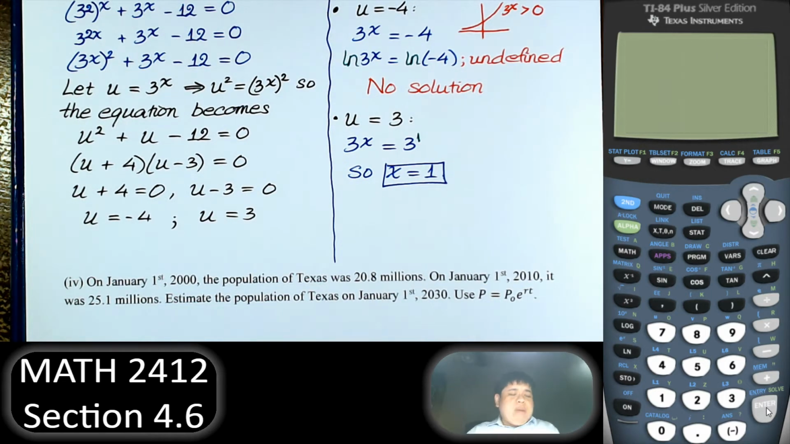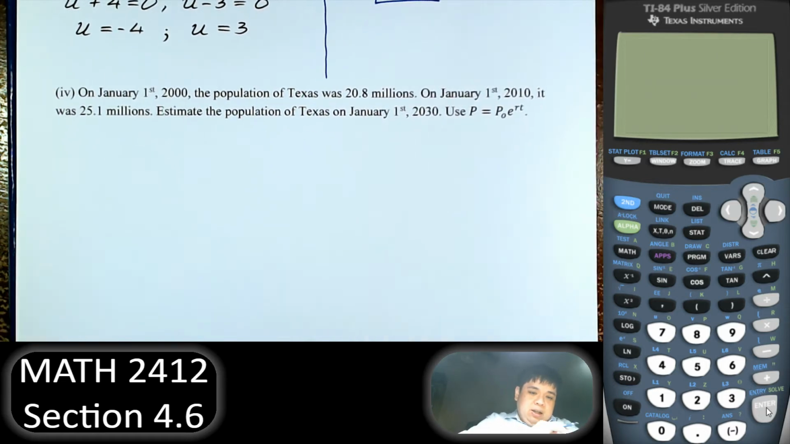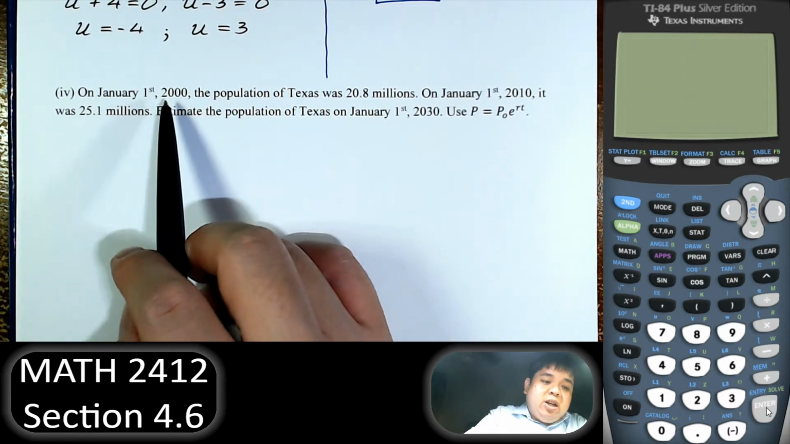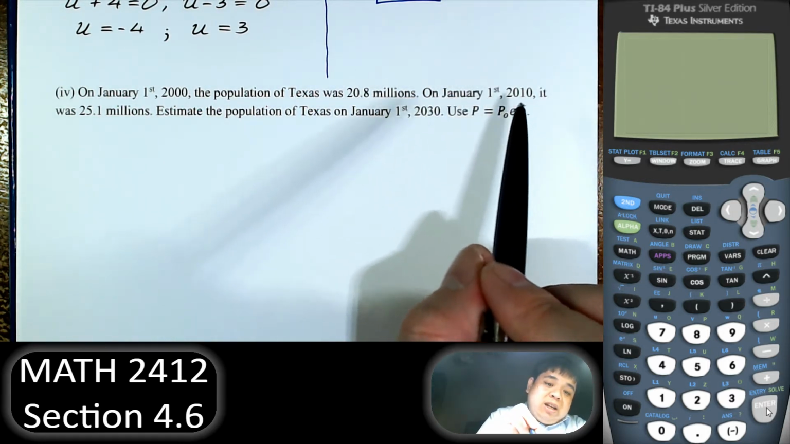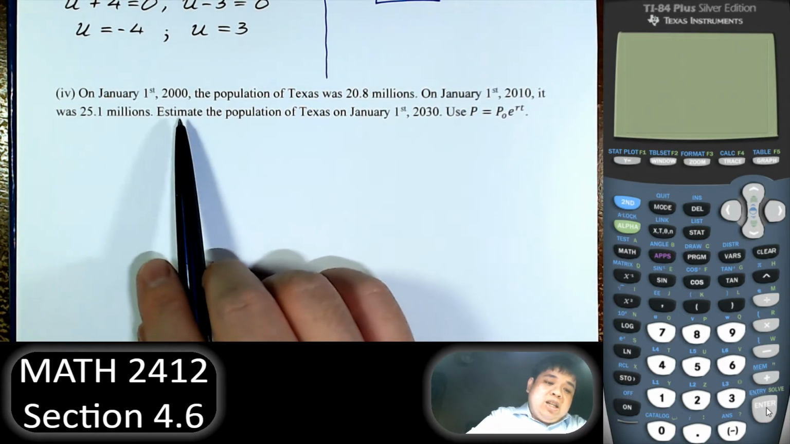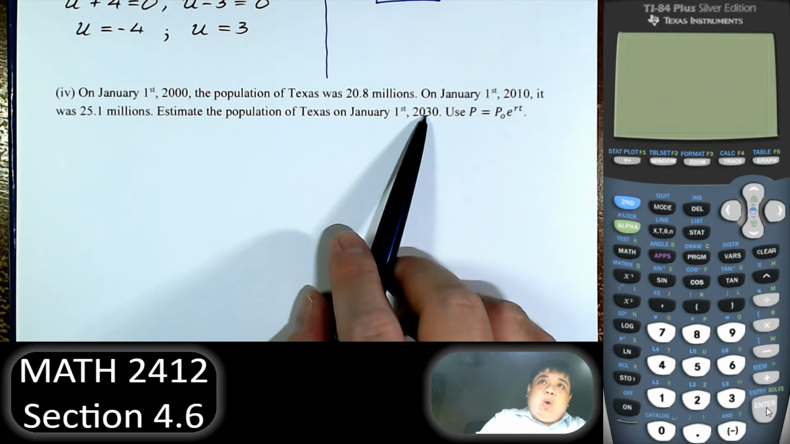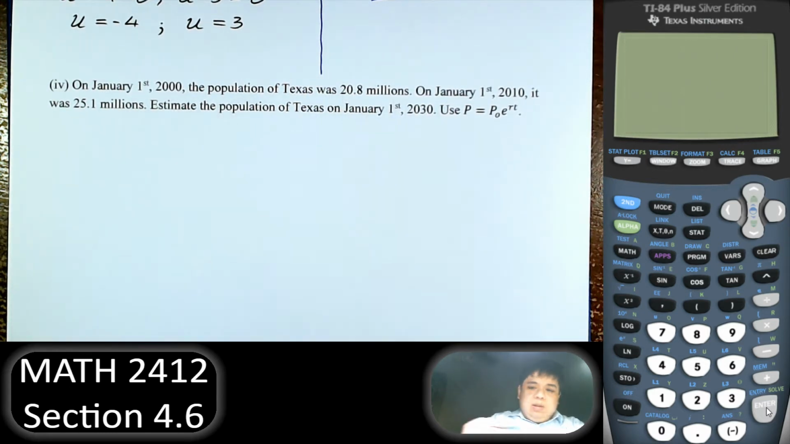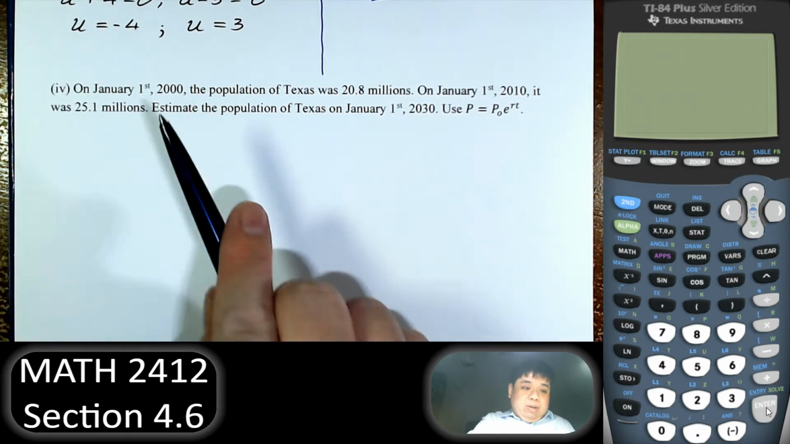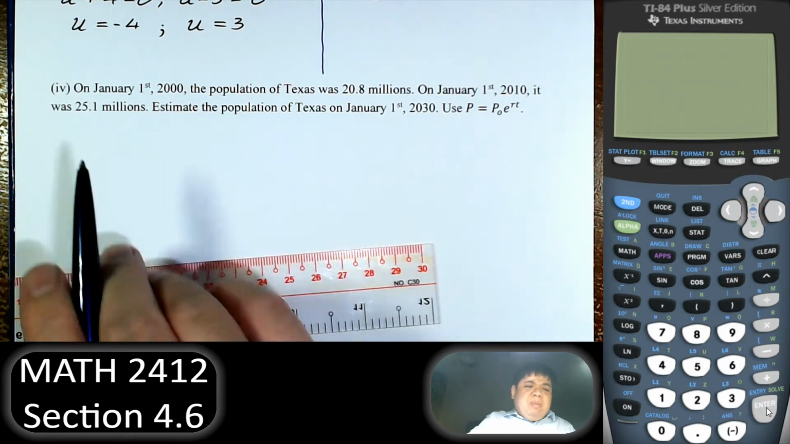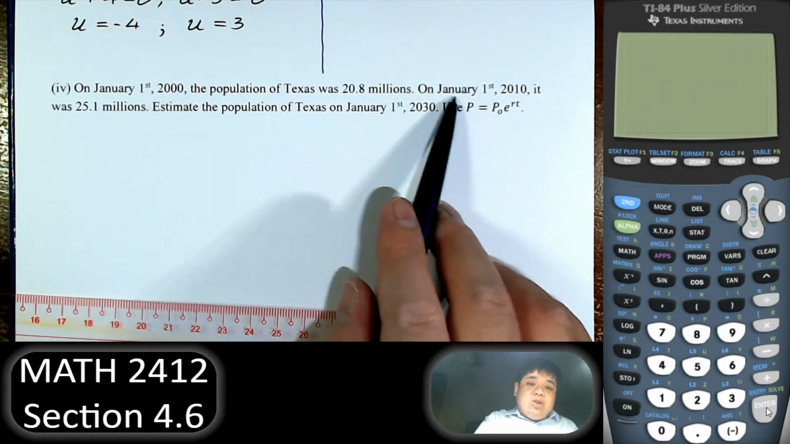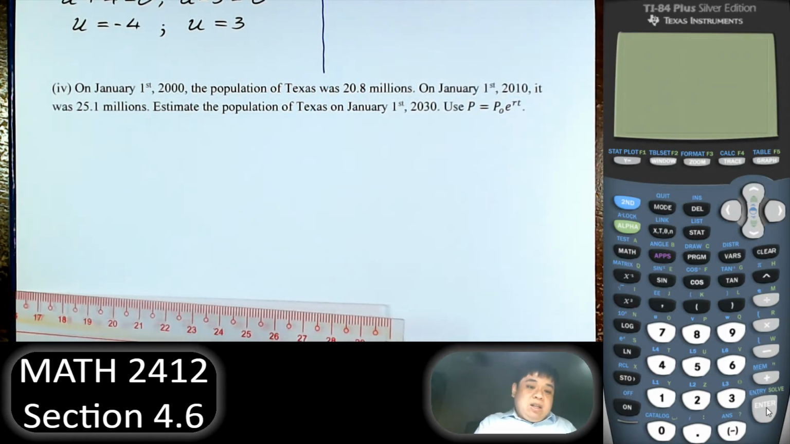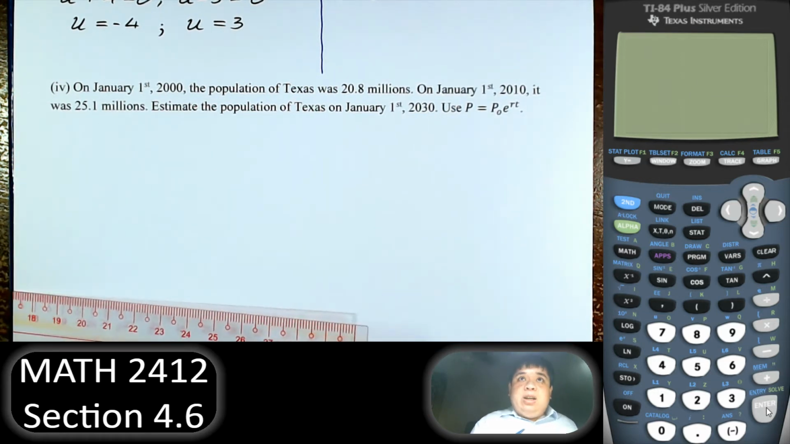Right. Now we have some application problem. Suppose on January 1st, 2000, the population of Texas was 20.8 million. January 1st, 2010, it was 25.1 million. Estimate the population of Texas in 2030. In this context, the census is done every 10 years. And so we have 2000, 2010, and of course it might not be on the first day, but the census is done every 10 years, so we should have the numbers for 2000, 2010, and 2020. But here we estimate the population in 2030.